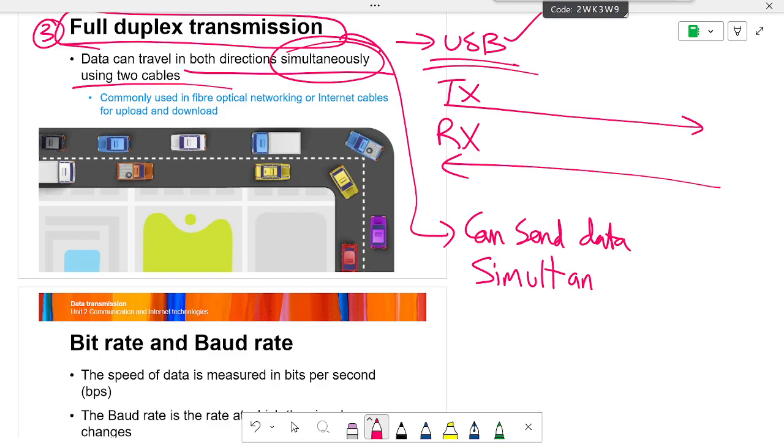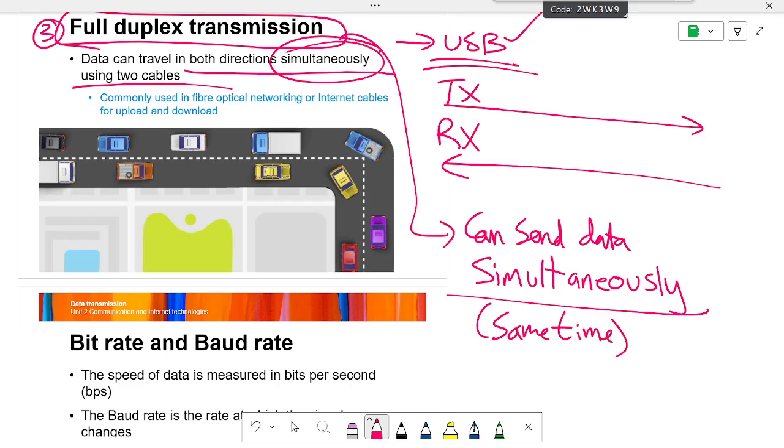You want to learn a new word there? Have you ever heard this word before? This means same time. This is a good word. Full duplex can send data simultaneously. Simultaneous means the same time. Can I do this with one wire? Can I do simultaneous transmission with one wire? Is it possible?